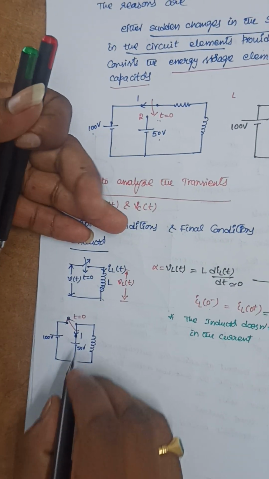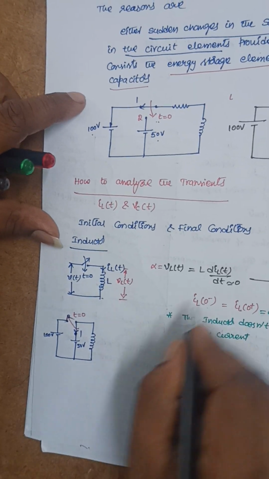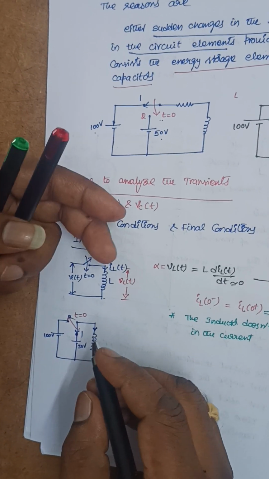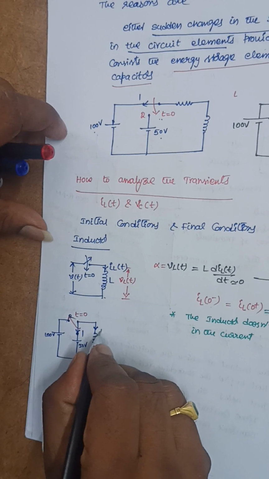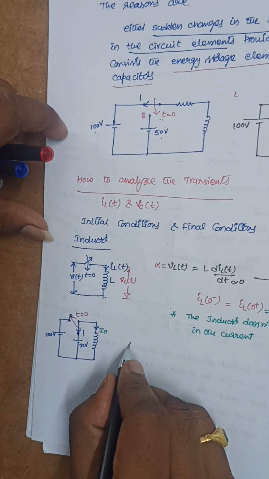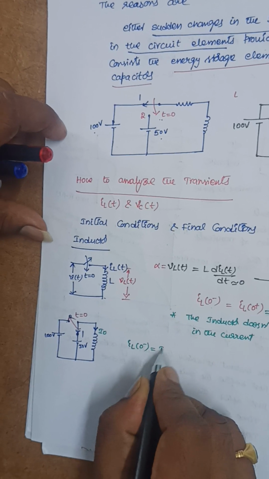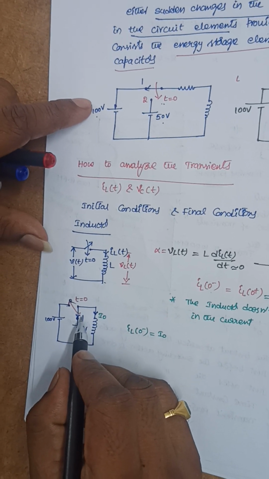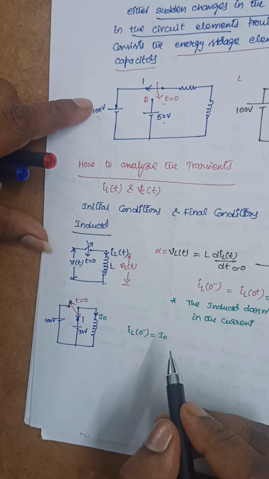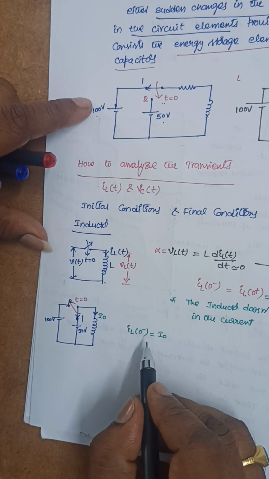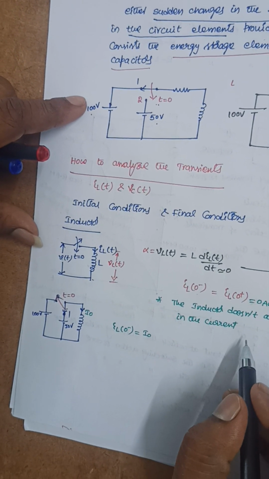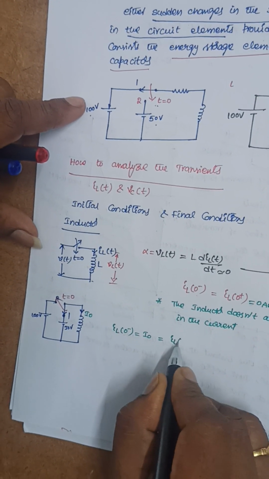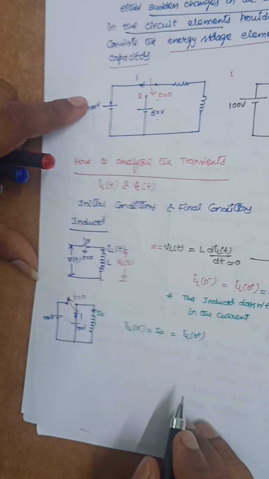Previously, before the switching action is done, that is at t equal to 0 minus, let us take the current flowing through this inductor as some I naught. That means IL of 0 minus is equal to I naught. Even though we shifted this switch from position 1 to position 2, according to this point, there will not be any change in the current because of the switching action. That is, IL of 0 minus is equal to IL of 0 plus, which is equal to I naught. Initially some current will flow through that.